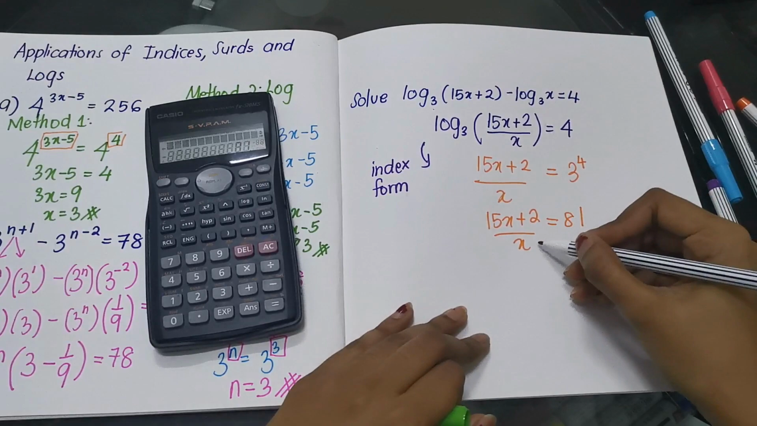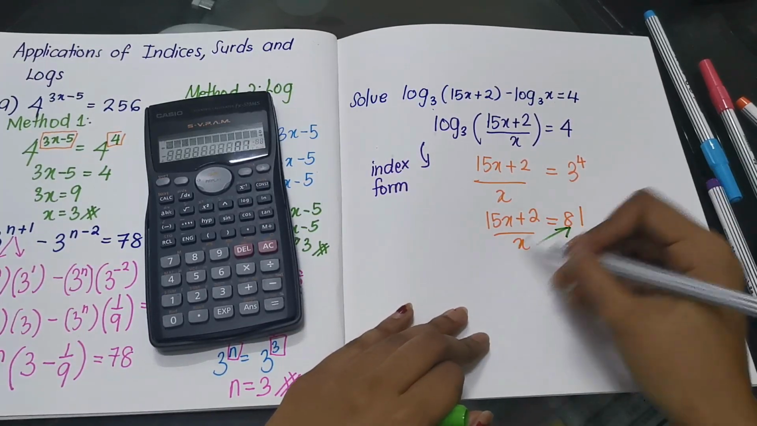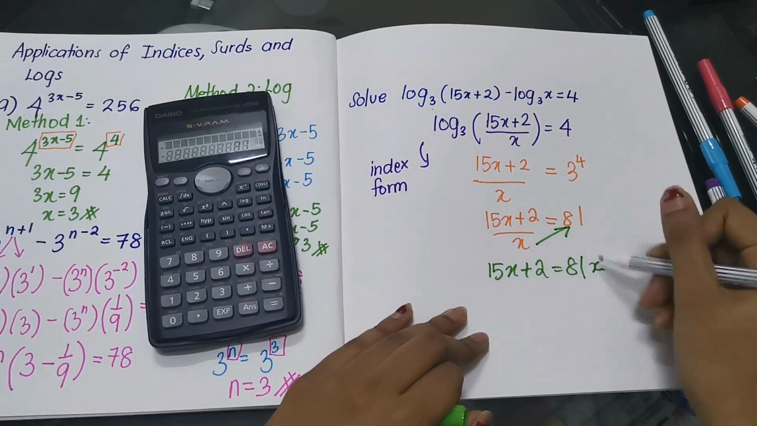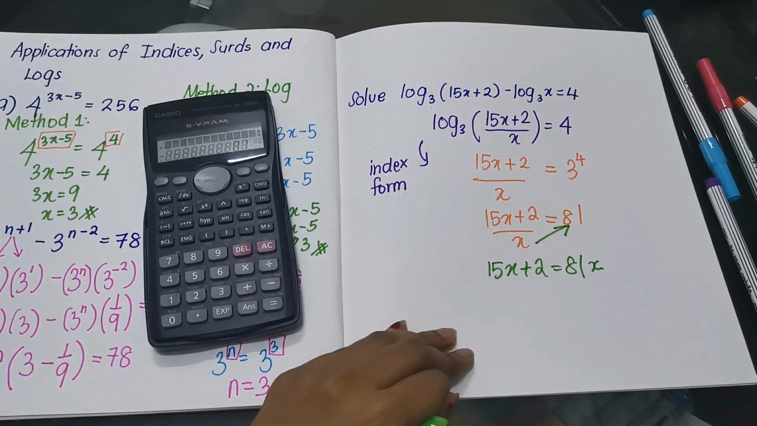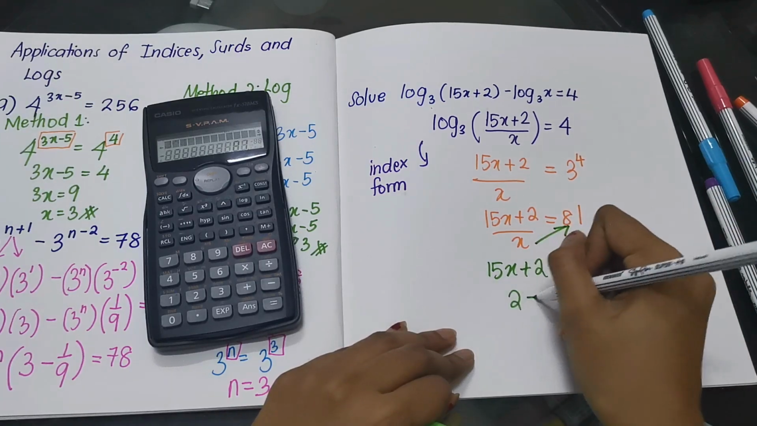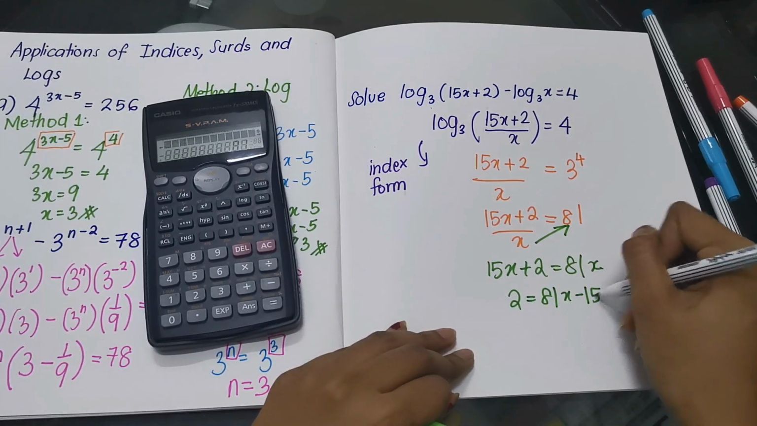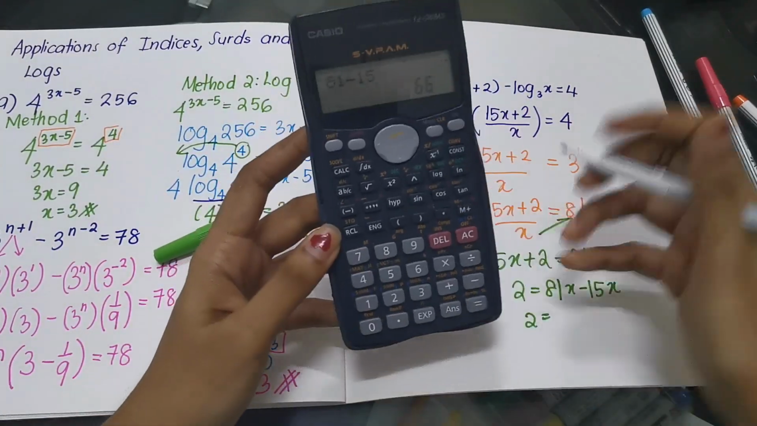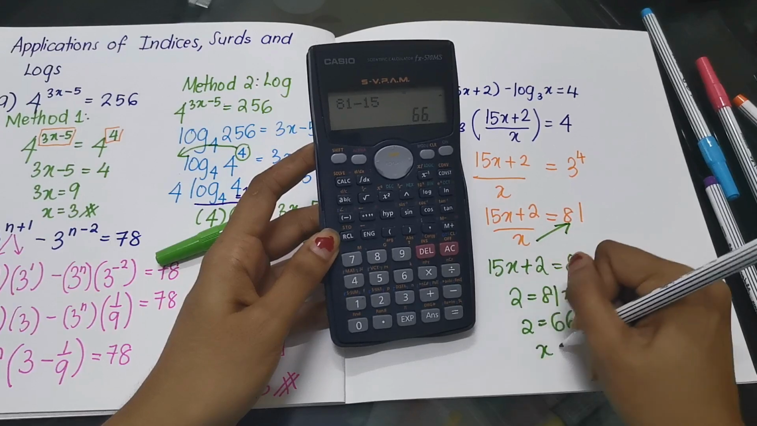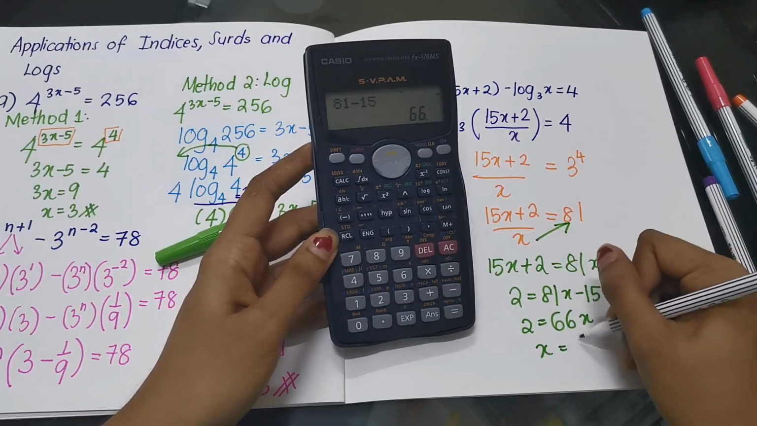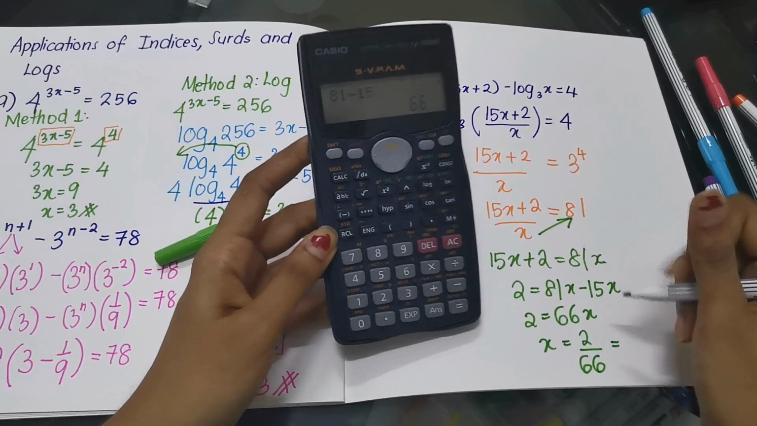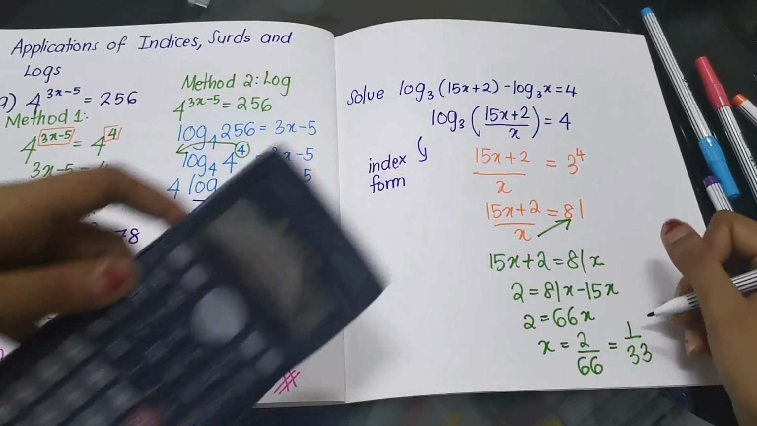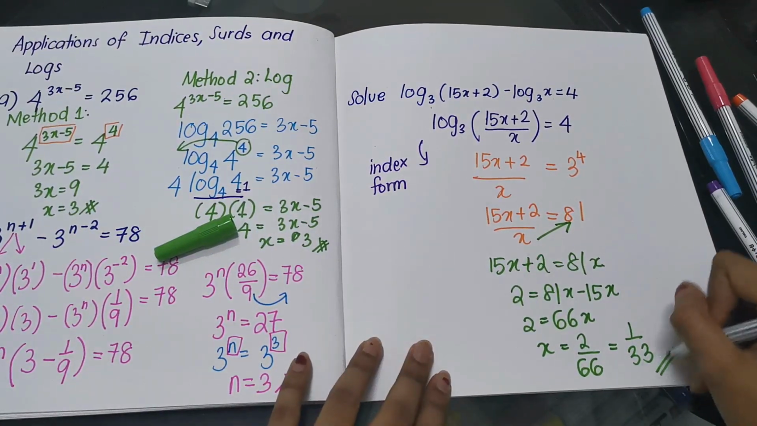So I think you guys already get the answer how to do the next part. Times x, so 15x plus 2 equals to 81x. So of course from here we can find our x. So this is going to be 2 equals 81x minus 15x, so 81 minus 15, 66x. So our x is 2 over 66, which is equal to 1 over 33. So we already find the value of x.